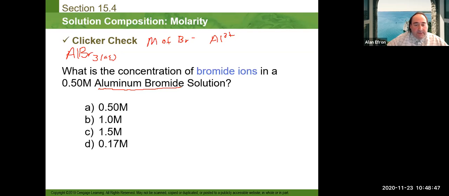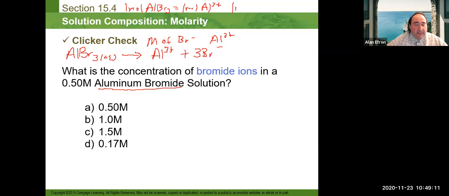At this point, we should also know that when it breaks apart, we are going to get 1 aluminum and 3 bromide ions. This sets up the relationship that we talked about. For every 1 mole of aluminum bromide, we get 1 mole of aluminum ions.